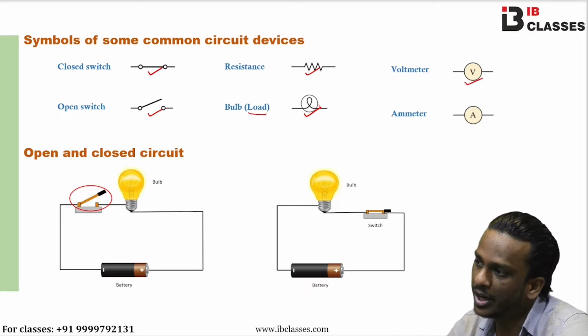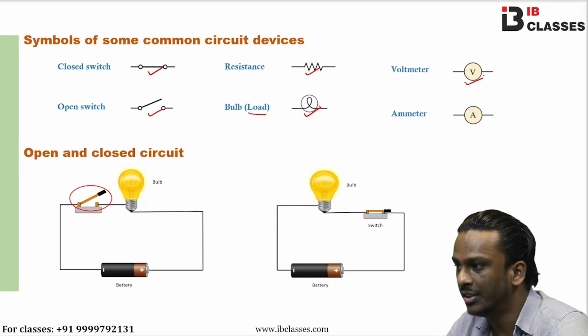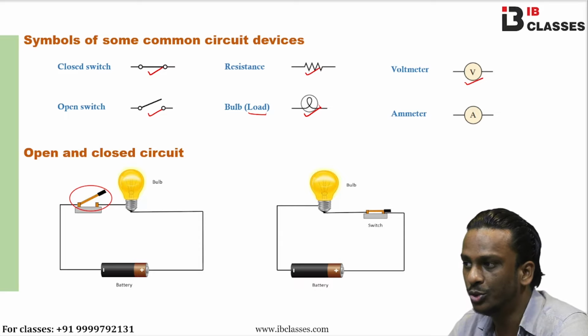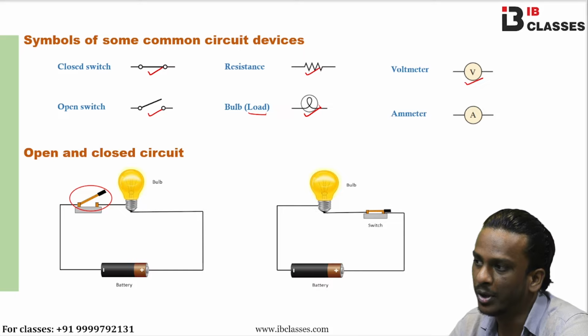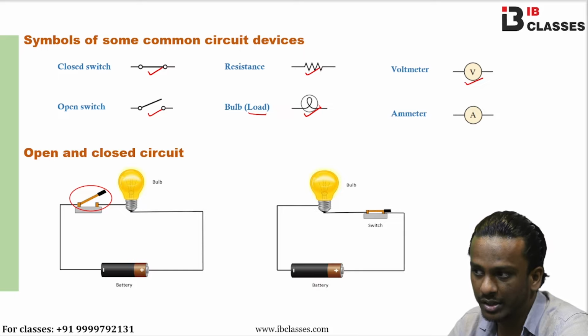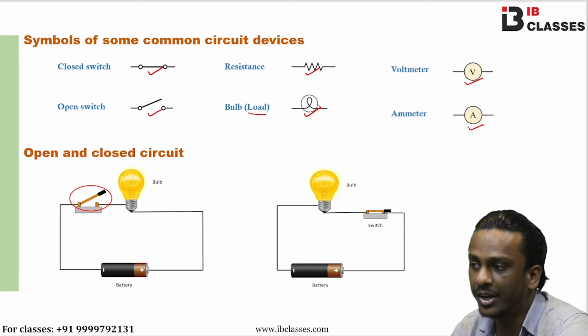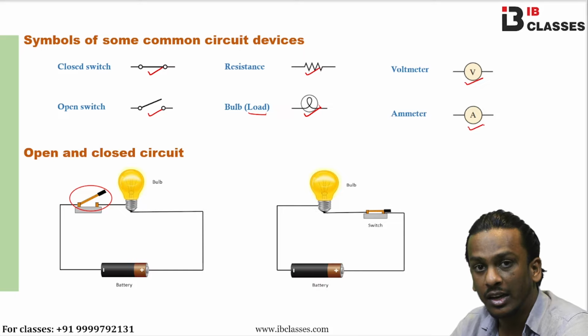This one is the voltmeter, a measuring device which is used to measure the potential drop across the electrical components. This is the ammeter. The ammeter is used to measure the electric current flowing through the circuit.